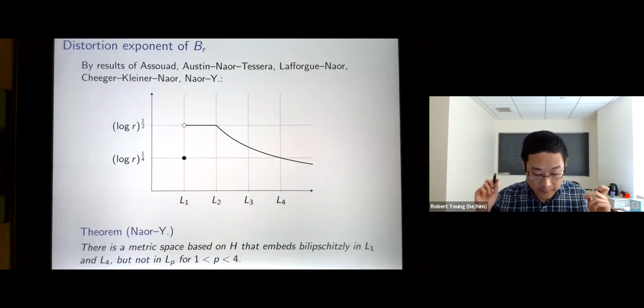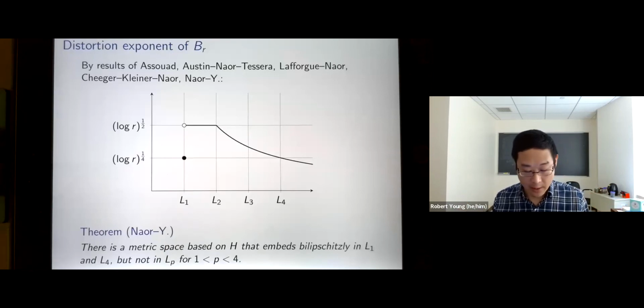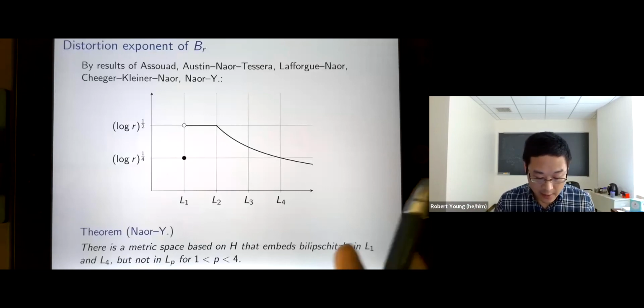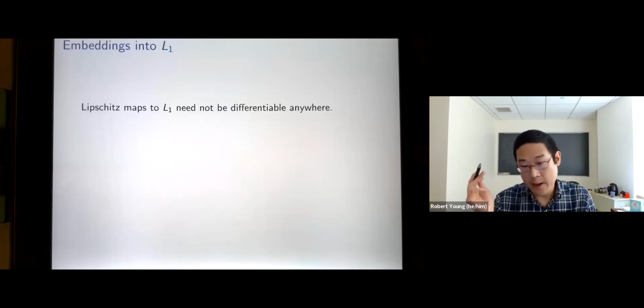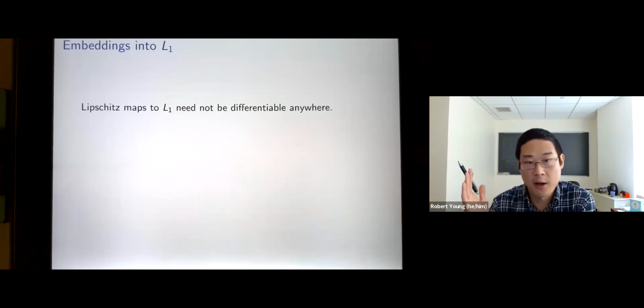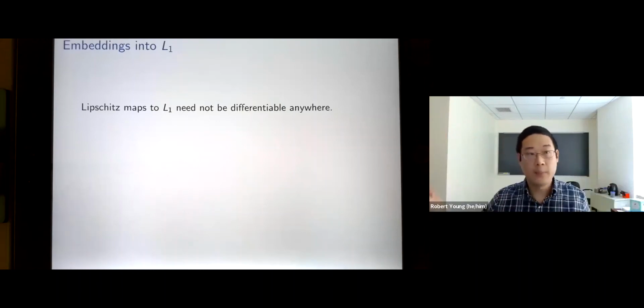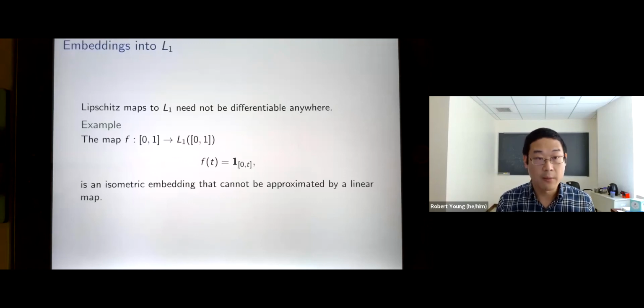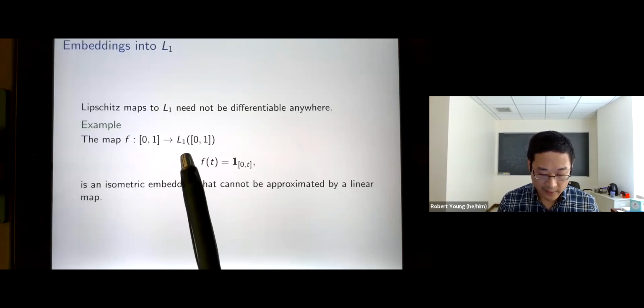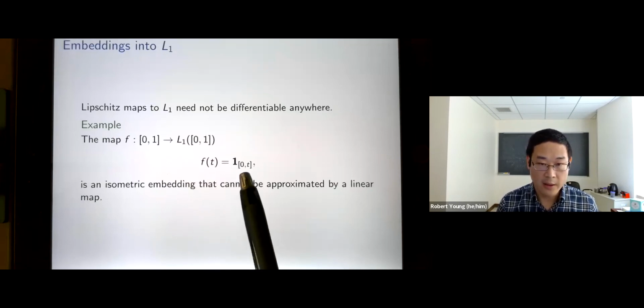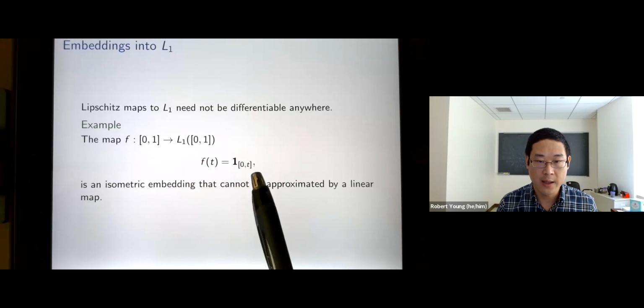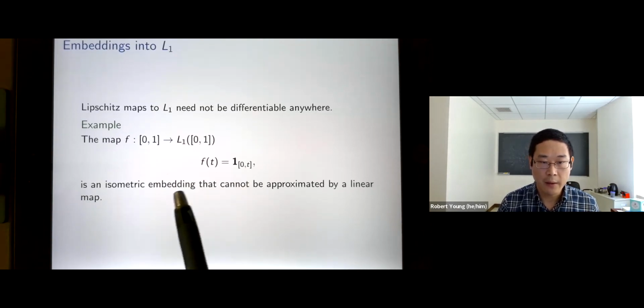And so the first thing that happens in L1 is that this argument that we've been using this whole talk no longer works, because we've been relying on differentiability of maps, from differentiability of Lipschitz curves in LP, but Lipschitz curves in L1 don't have to be differentiable anywhere. The standard example is this: if you have the map from the interval to L1 functions on the interval, which sends f of t to the characteristic function of the interval from 0 to t, then it's easy to check that this is an isometric embedding.